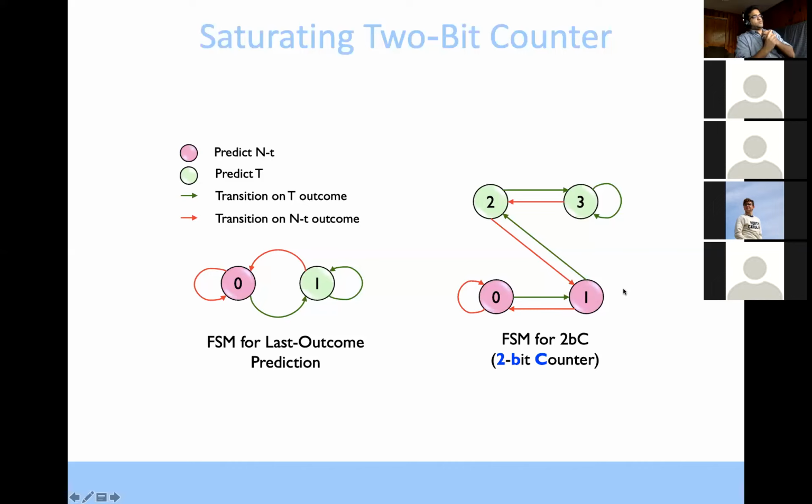So why would this do better, and how much better, on the case where the pattern is taken, not taken, taken, not taken, an alternating pattern? Why would this do better?